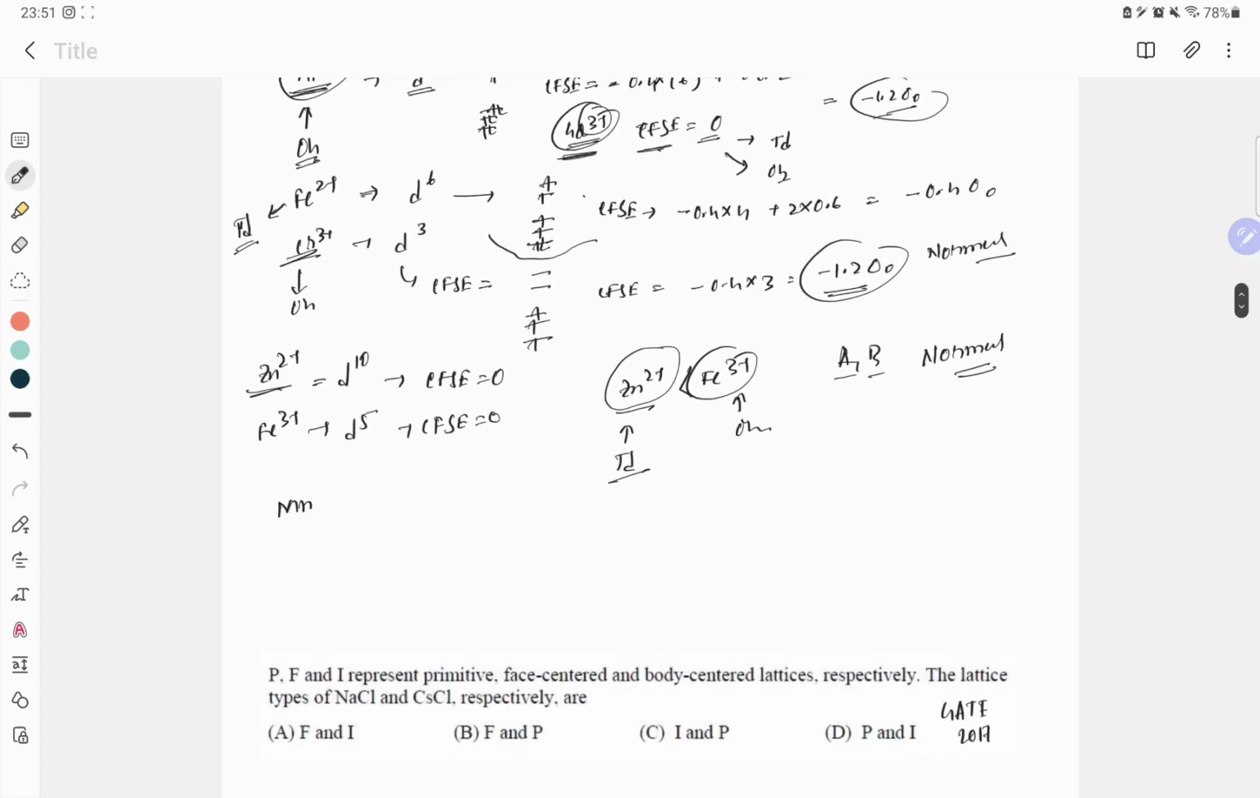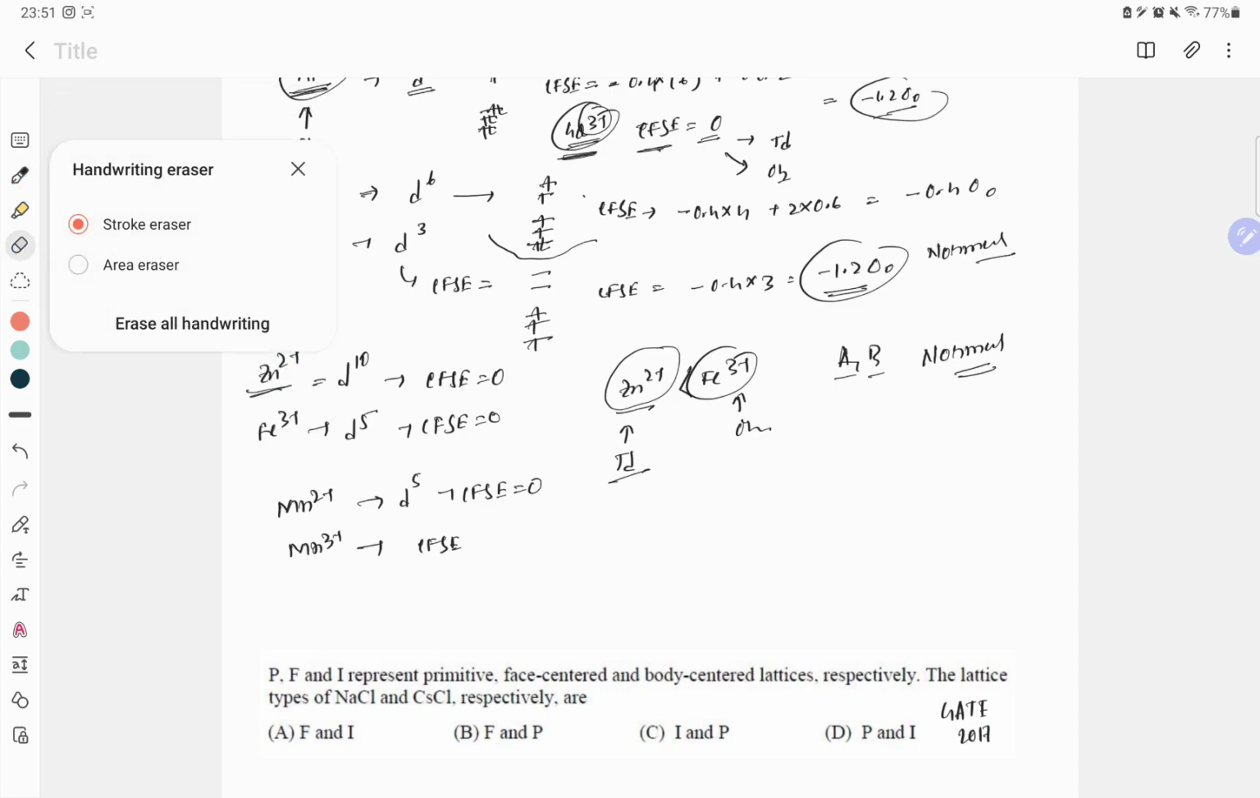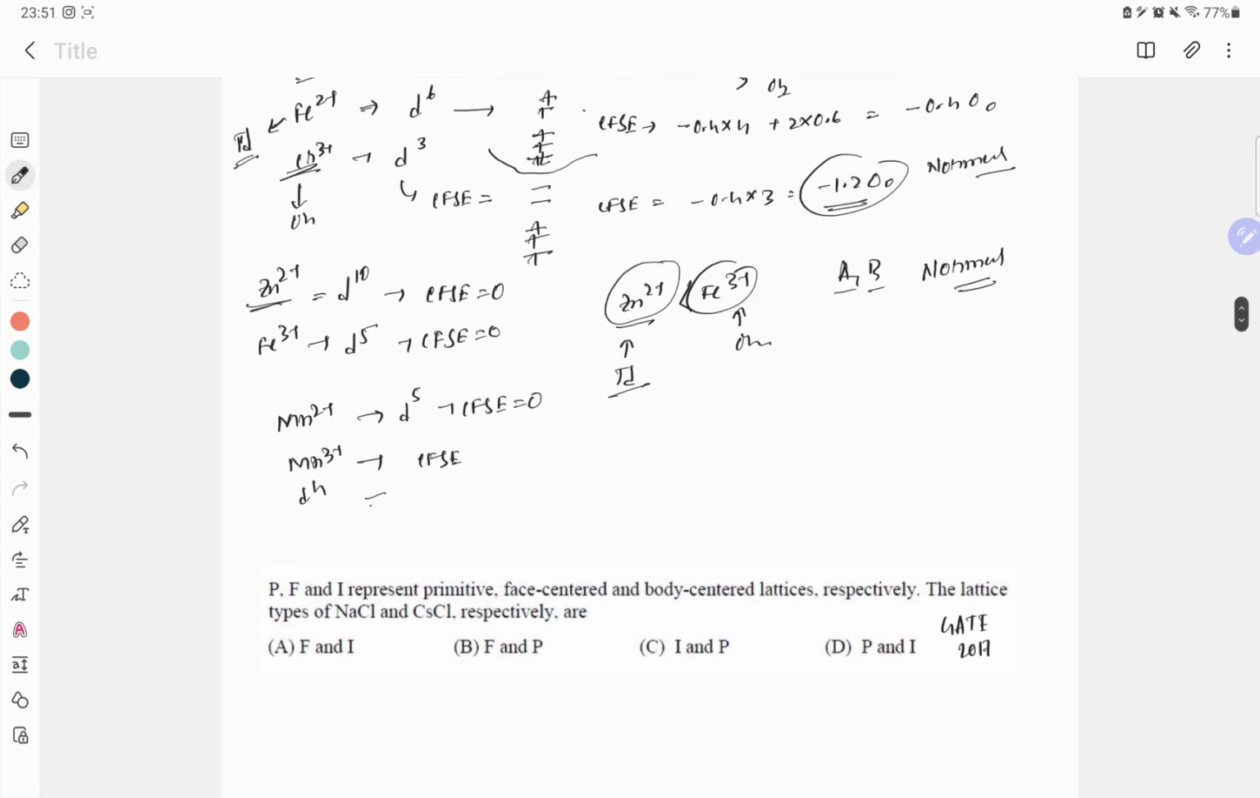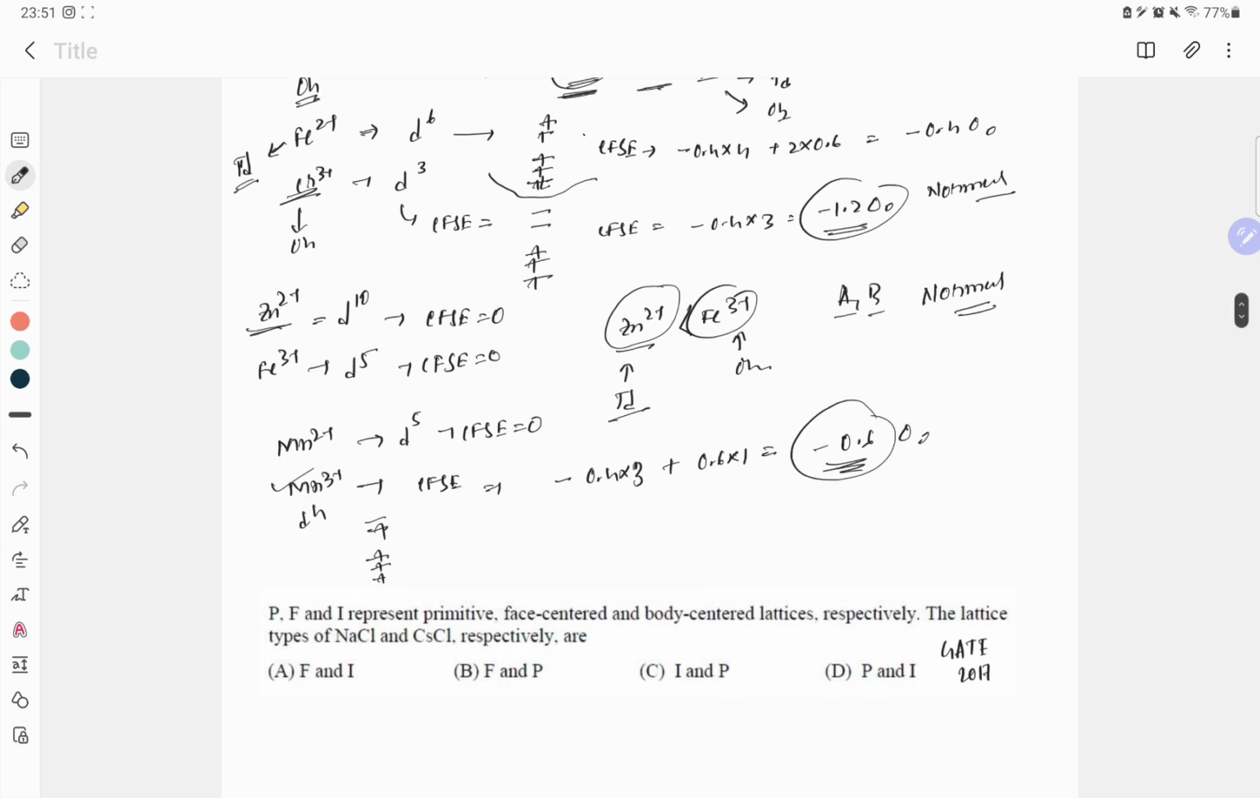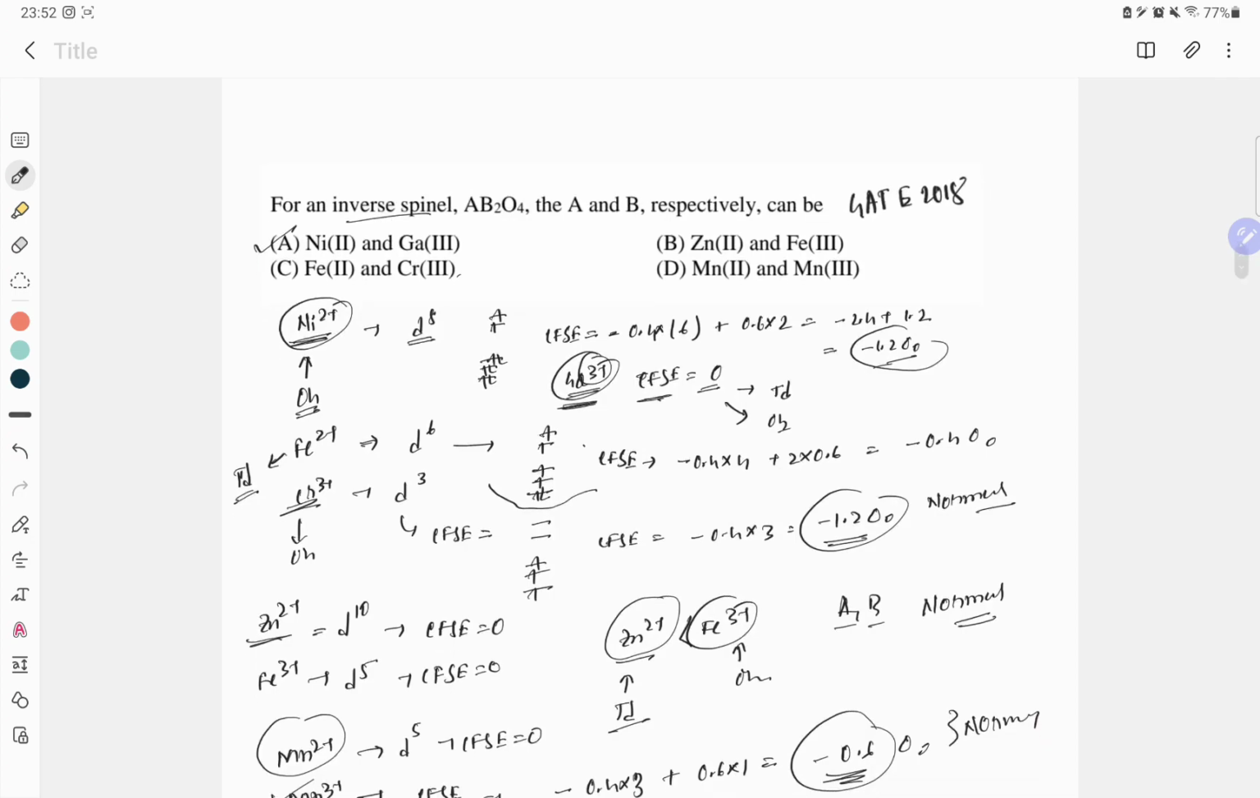And the next one is Mn2 plus and Mn3 plus. Mn2 plus is, sorry, this is D5 system and CFSE 0. Right, this one D4 system. D4 means CFSE will be minus 0.4 into 3 plus 0.6 into 1, that is minus 0.6. So this one is more negative. Mn3 plus trivalent is more negative, so it will occupy the octahedral void, and all the Mn2 plus will occupy the tetrahedral void. So this is also a normal one. So our correct option is A, Ni2 plus and gallium 3 plus will produce an inverse spinel.